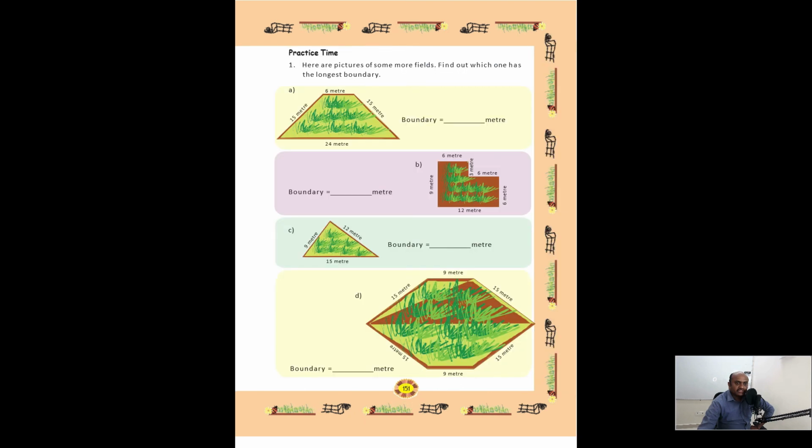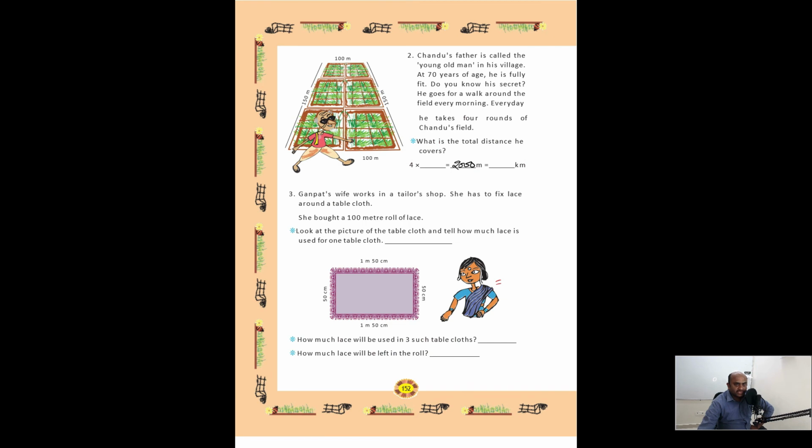Okay. And then we have seen different types of boundaries, and the first boundary we got as 60, the second boundary 42, the third boundary 36, and the fourth boundary 78, and this is the longest of all. And Chandu's father is going for a walk across Chandu's field. He is taking 4 rounds. Okay, so 4 into that particular boundary of that field, 500 meters, 4 into 500 meters will become 2000 meters. It is nothing but 2 kilometers.